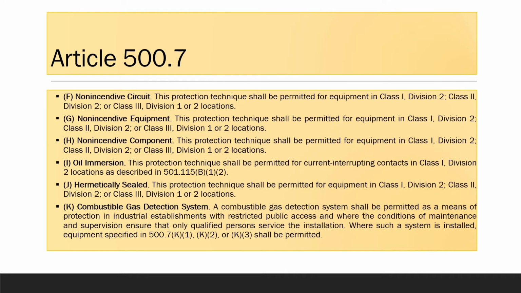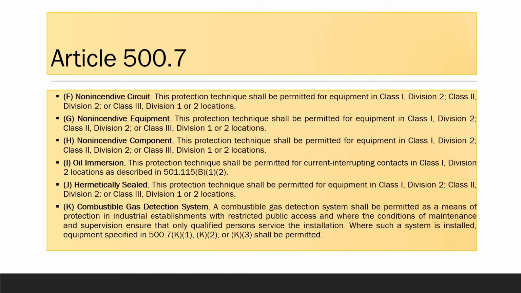Letter I. Oil immersion. This protection technique shall be permitted for current interrupting contacts in Class 1, Division 2 locations as described in 501.115(B)(1)(2). Oil immersion is a technique used to increase the resolving power of a microscope. This is achieved by immersing both the objective lens and the specimen in a transparent oil of high refractive index, thereby increasing the numerical aperture of the objective lens.